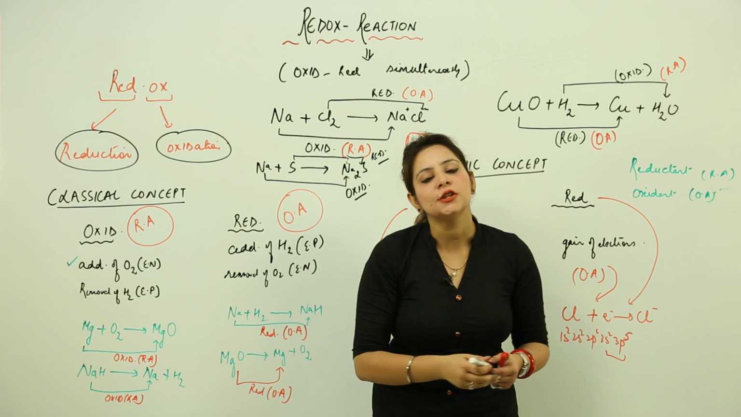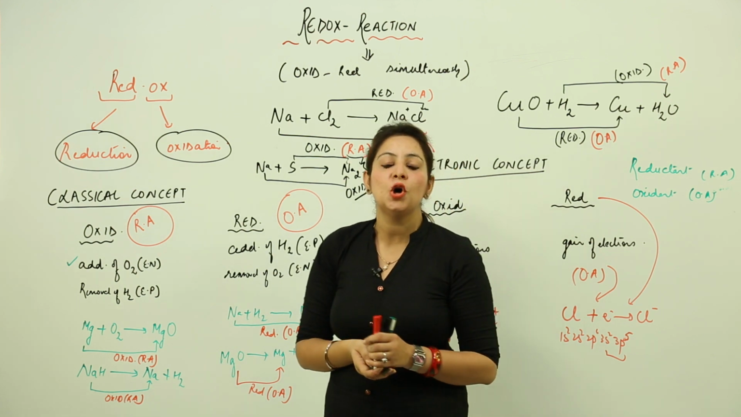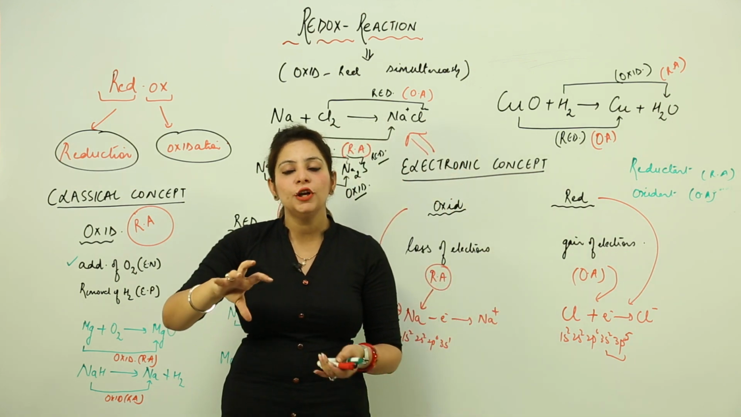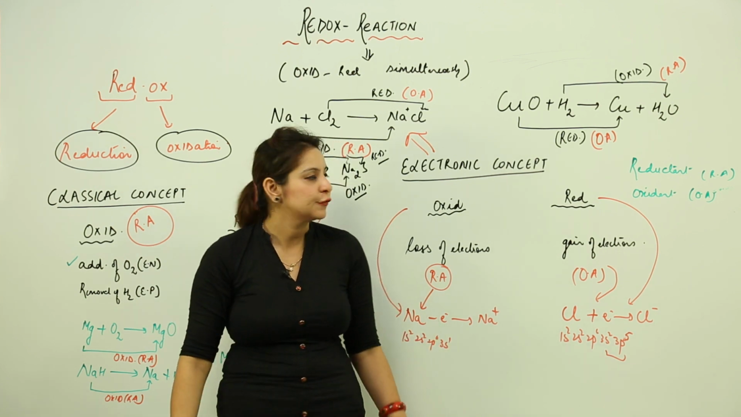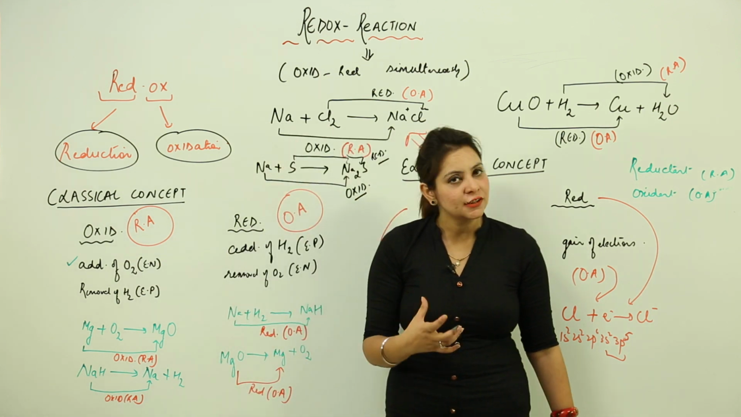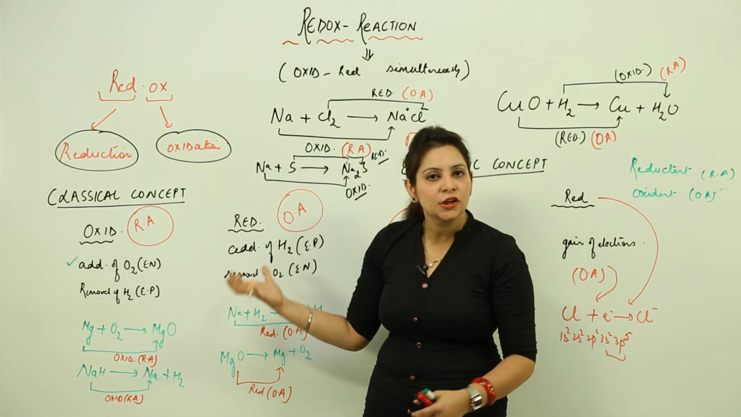So that means we can also explain the classical concept depending upon the removal of electropositive or electronegative elements, or the addition of electropositive and electronegative elements. So this is the basic intro to the redox reaction, that is, what the redox reaction actually is.